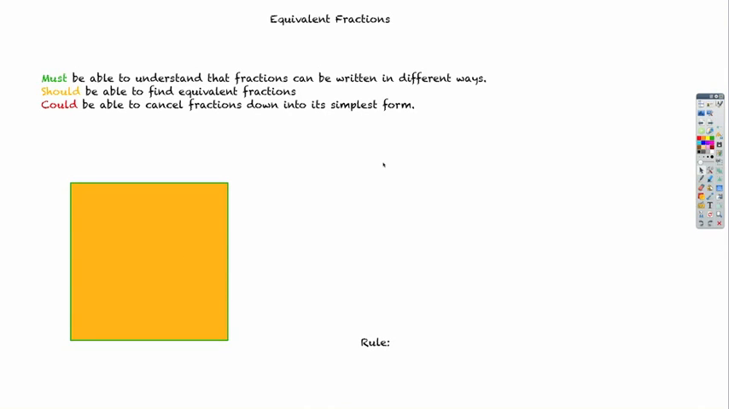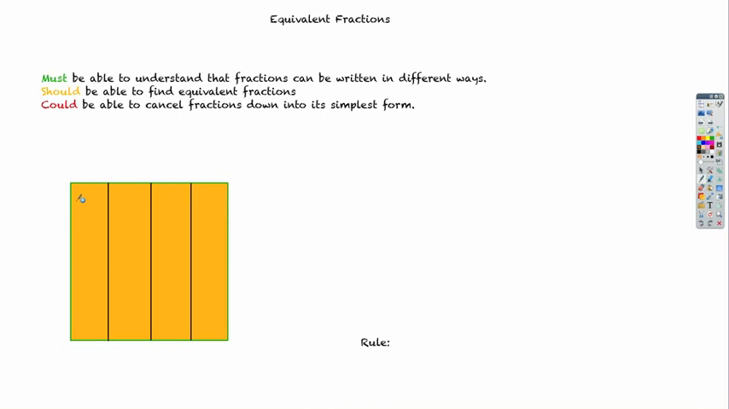This session is on equivalent fractions. By the end of the lesson, we must be able to understand that fractions can be written in different ways. We should be able to find equivalent fractions, and some of us will be able to cancel fractions down into its simplest form. So for the first example, we have a shape and we've split it into 4 equal sections.